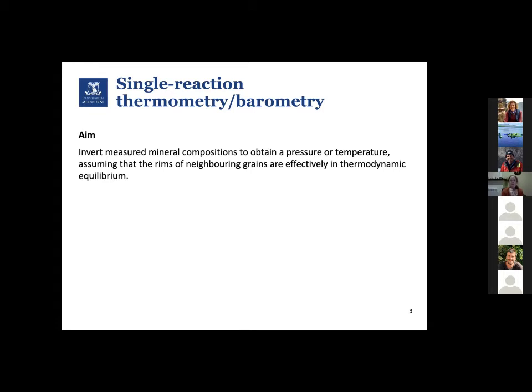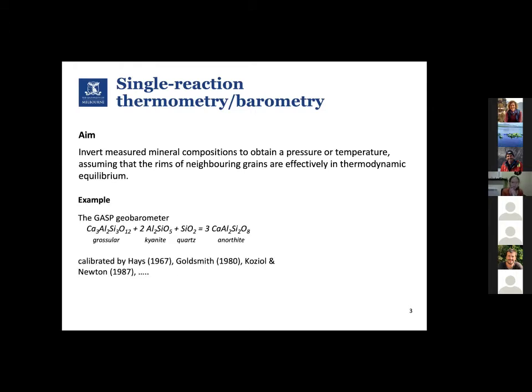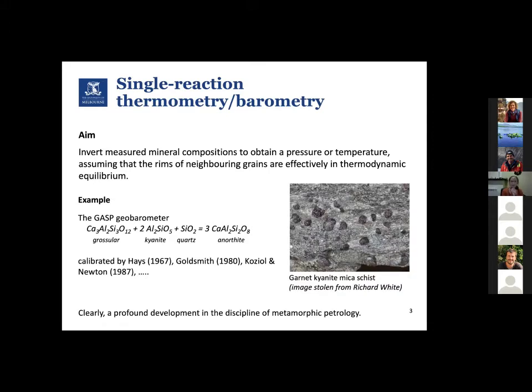So the assumption going on here is, at a minimum, that the rims of neighboring grains are effectively close enough to thermodynamic equilibrium that ideas about equilibrium can be useful. Here, for example, we have a classic geobarometer on which many experimentalists have worked over the years, refining and extending the calibration. And here on the right, we have the obligatory beautiful rock picture, which I have stolen from Dick White. A lovely picture that it is too. Clearly, this was a profound development in the discipline of metamorphic petrology, a foundational development indeed.